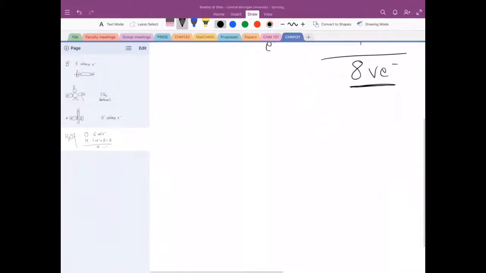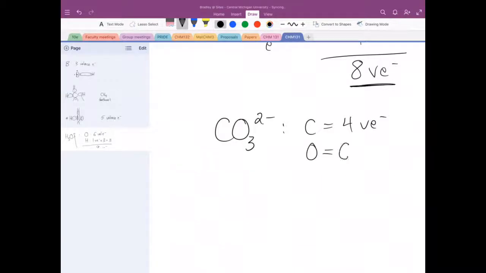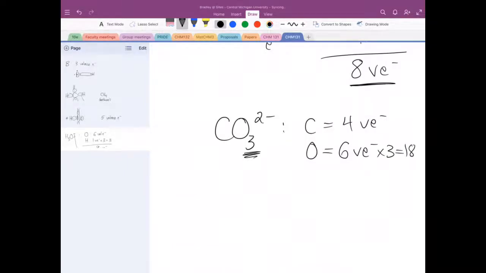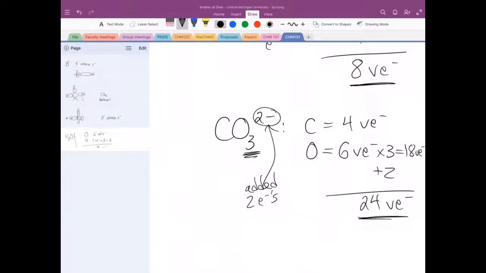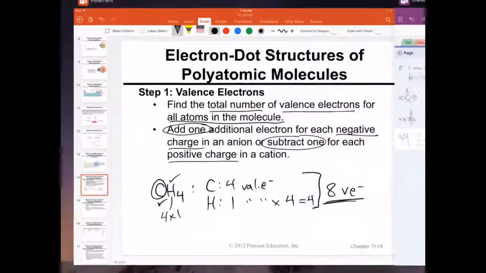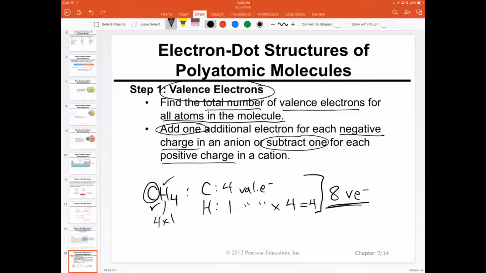If you have this one, CO3 2-, carbon has 4 valence electrons, oxygen has 6 valence electrons, but you have 3 of them. So that's 18 valence electrons. And this means you have added, instead of losing, you've now added 2 electrons. So let's add another 2 to that total. That's a total of 24 valence electrons. So that's all we mean by this first step of just counting the number of valence electrons.